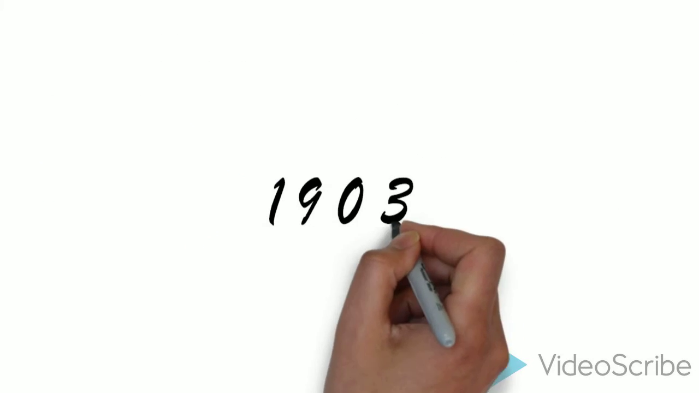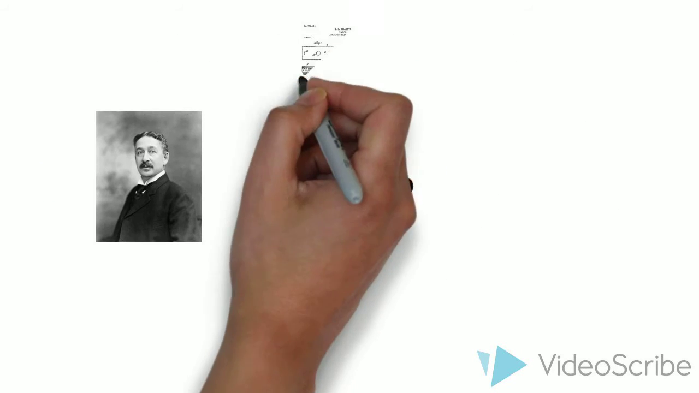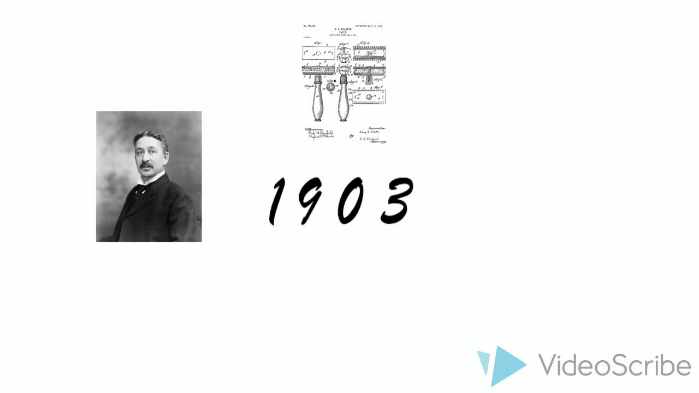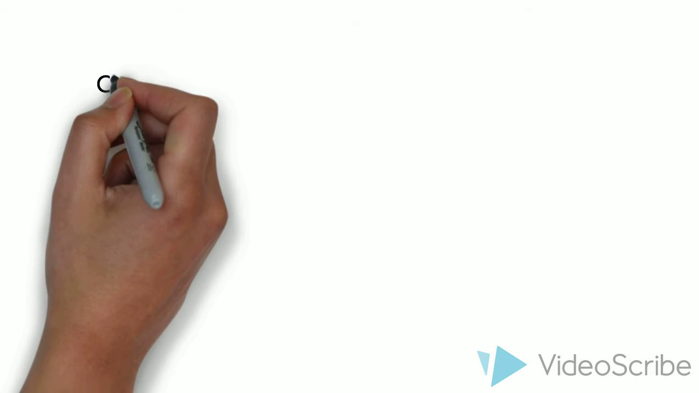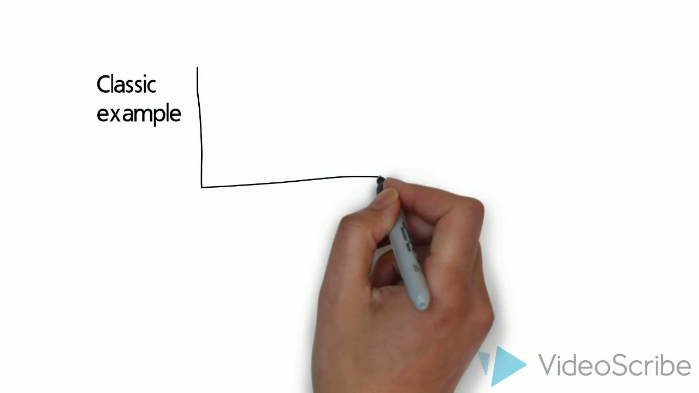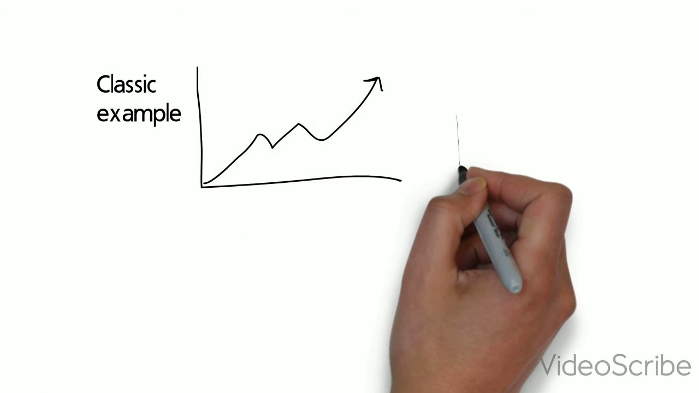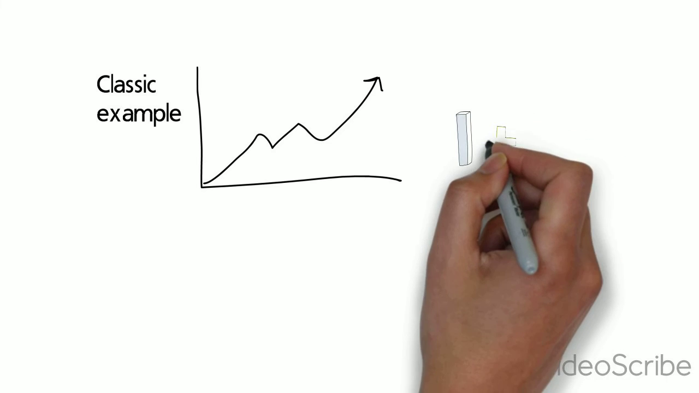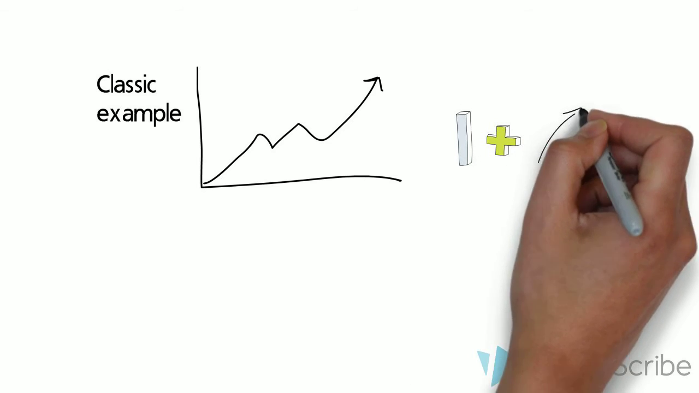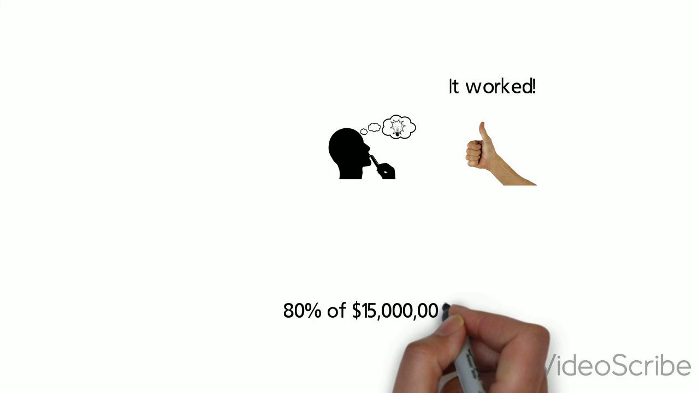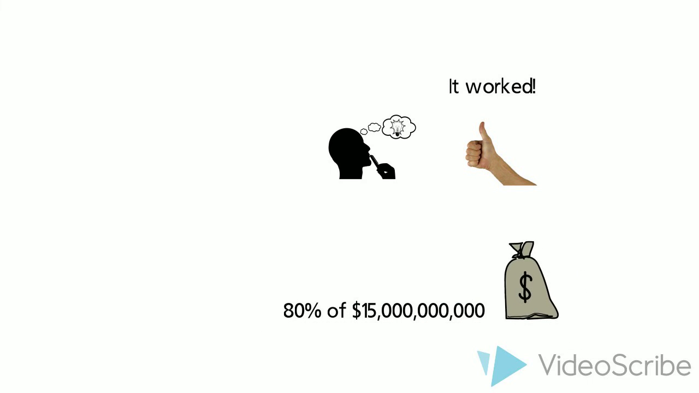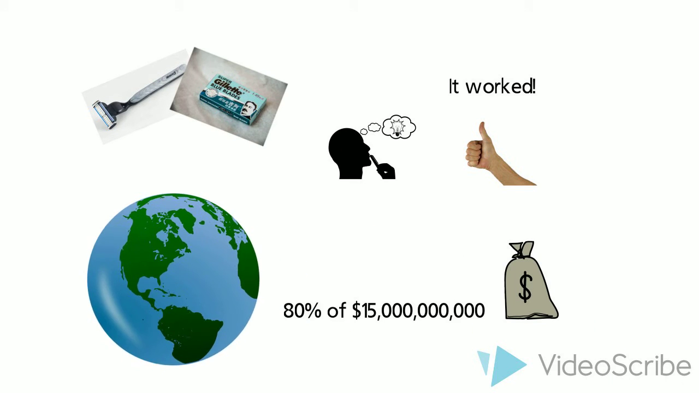In 1903, entrepreneur King Gillette invented and began selling the safety razor with a disposable blade. This radical innovation launched Gillette Company. In a classic example of a string of incremental innovations, Gillette kept adding an additional blade with each new version of its razor until the number had gone from 1 to 6. Though this innovation strategy seems predictable, it worked. Gillette holds some 80% of the $15 billion market for razors and blades globally.